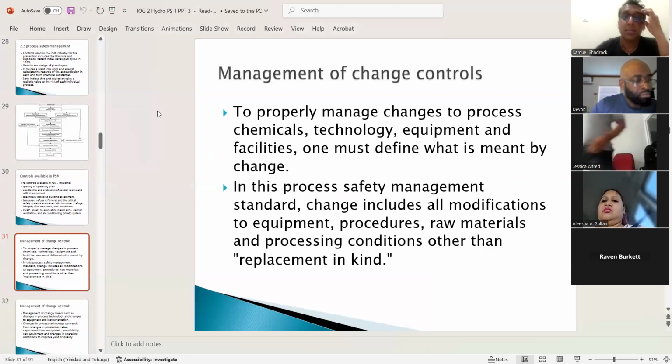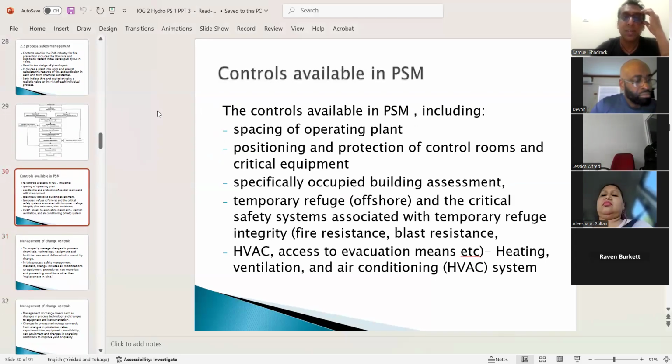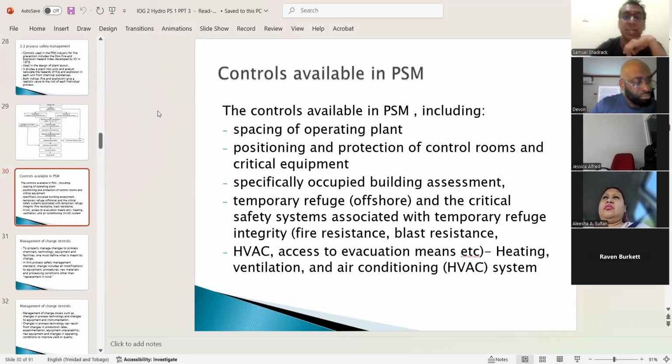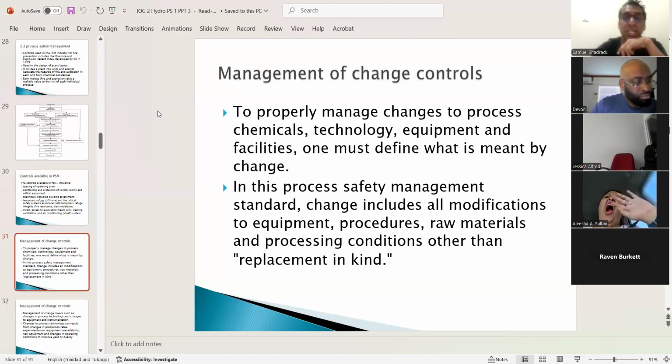All right. We have again management of change. Well, I think that was it for that, right? So controls coming out of the fire and explosion indices, right? So controls are available. No, I read that already. Management of change control. I think it may be a bit of a change in topic here. To properly manage changes to process chemicals, technology, equipment, and facilities, one must define what is meant by change. In the process safety management standard, this is element 2. Change includes all modifications to equipment, procedures, raw materials, and process conditions, other than normal replacement, right?